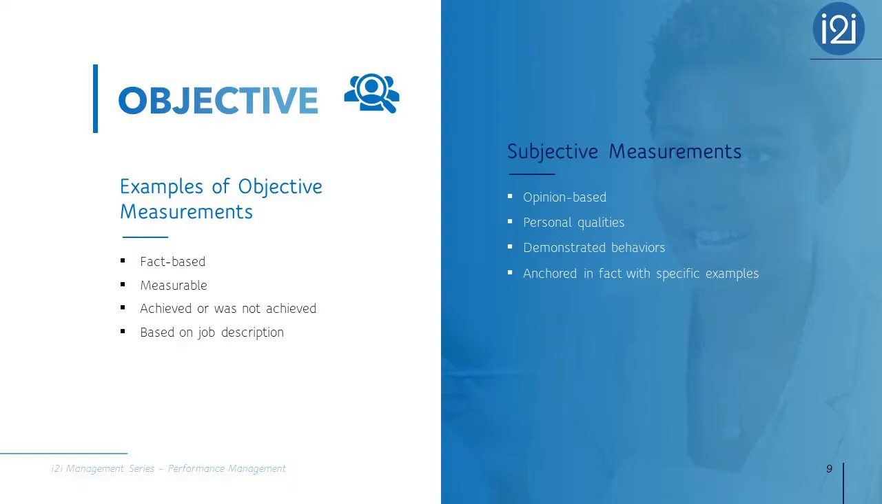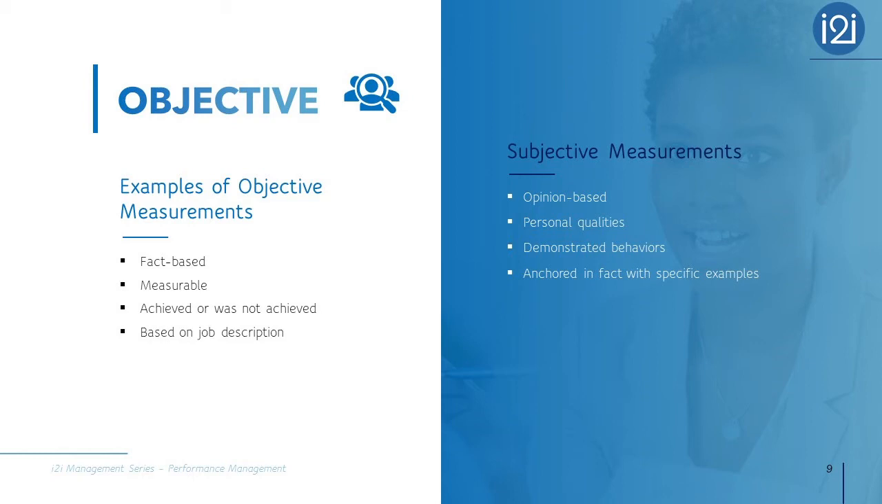Objective. Performance must be measured fairly by using sound, objective criteria that is designed to foster maximum accountability. The underlying principle is that employees need to know in very concrete terms what is expected of them from the time they are hired and throughout their employment with the organization. Examples of objective measurements are fact-based and measurable. You can measure what was achieved and what was not achieved. Generally, they're going to be based on the job description or job scorecard.